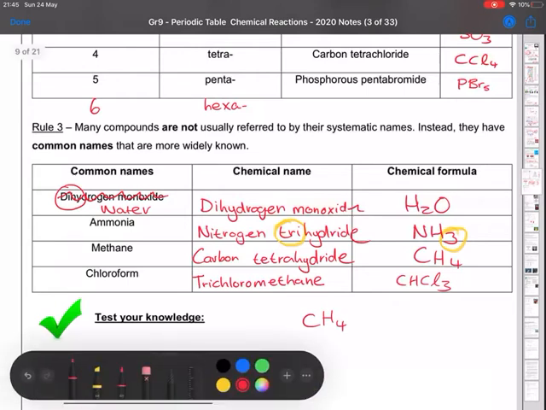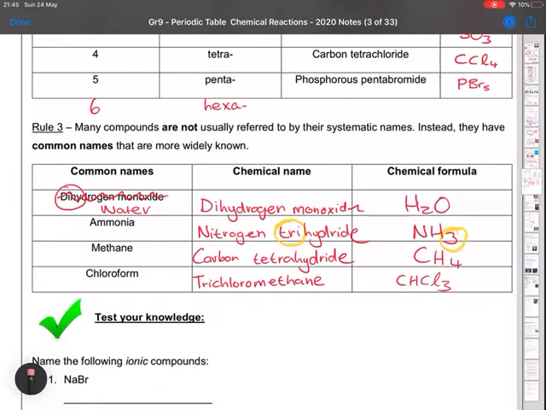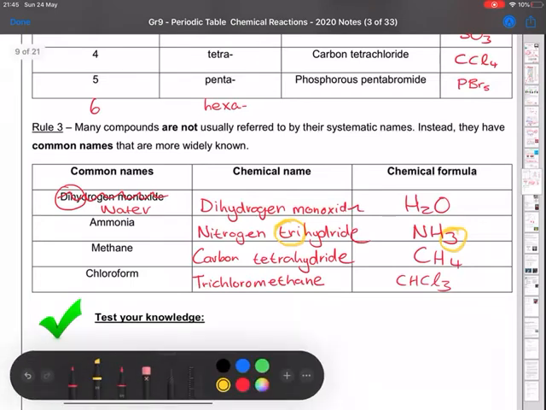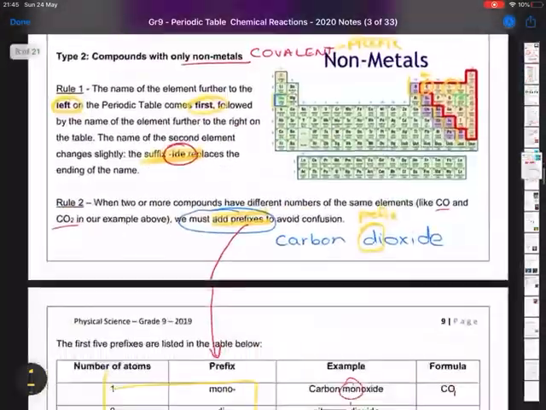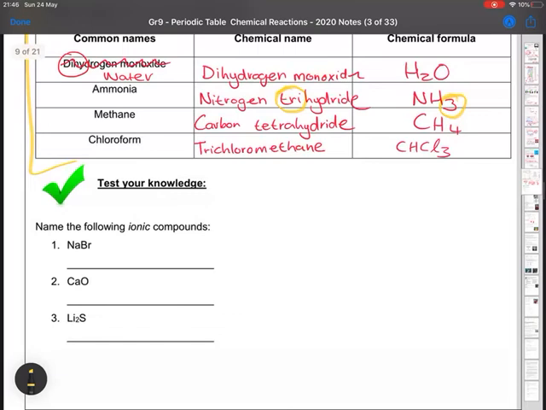How do you know these? You don't. You learn them. So this table you just have to learn, just like these prefixes you would have had to have learned, and the rules you have to learn. Alright, so now let's test your knowledge.